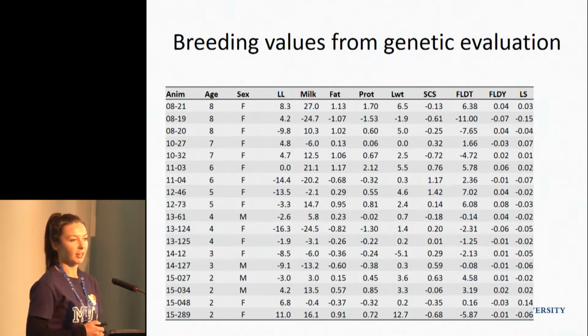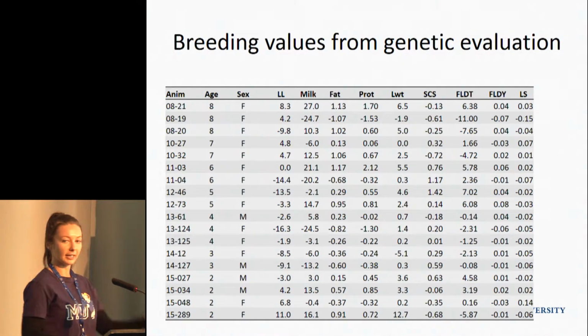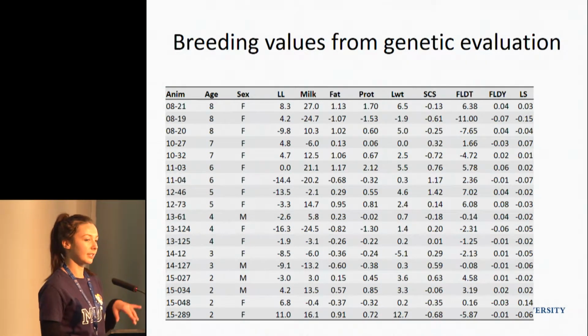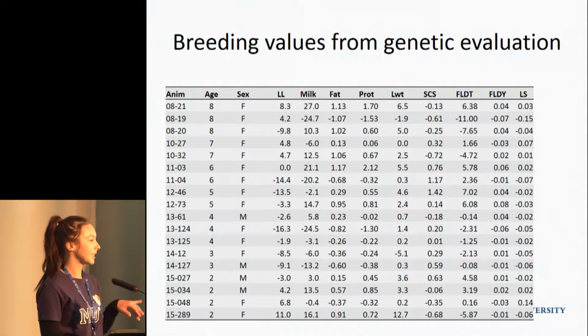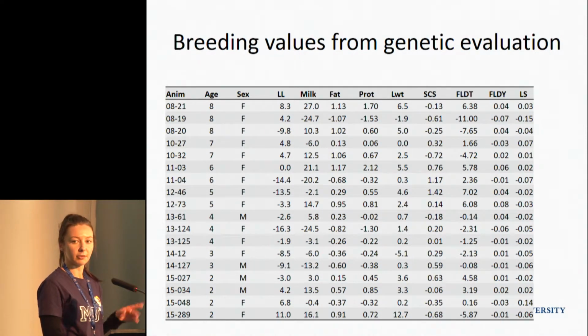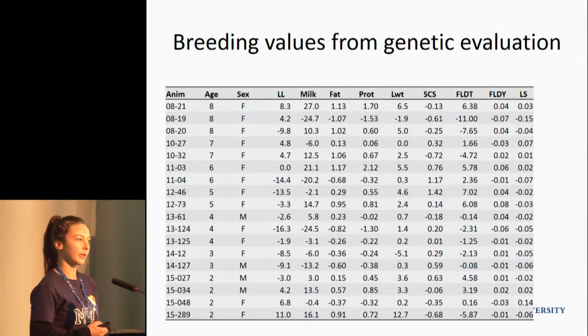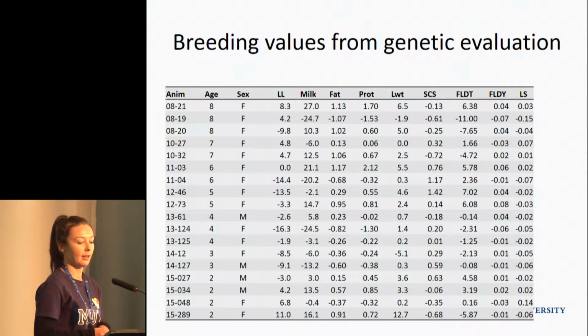So after genetic evaluation, we get something that looks like this. You have all your animals, the age of your animals, the sex of the animals, and then the estimated breeding values for each trait for each animal. But then what do you do with this information? Genetic evaluation is used so we can identify which are the best and the worst animals, so we can select animals to be culled or bred.